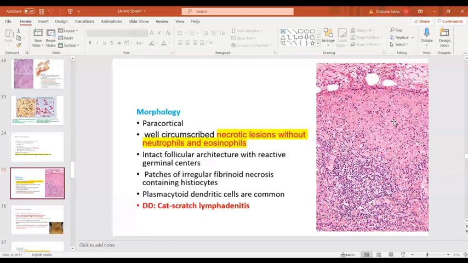So it is like apoptosis-induced necrosis, T cell mediated. So there will be no neutrophils. There will be necrosis, apoptotic debris, and histiocytes. And there will be no neutrophils and eosinophils in Kikuchi disease.